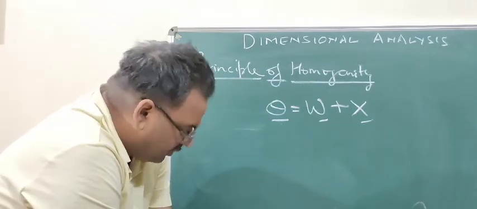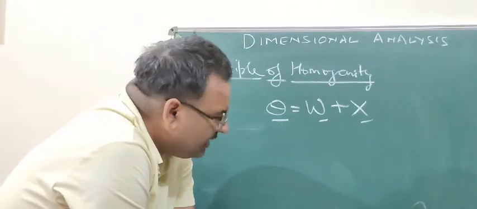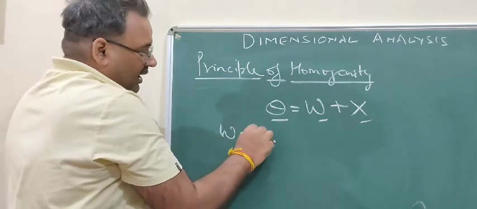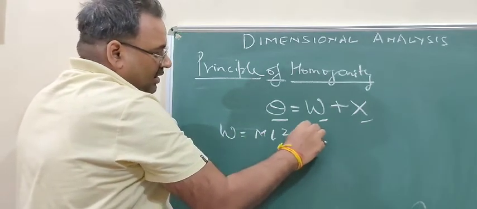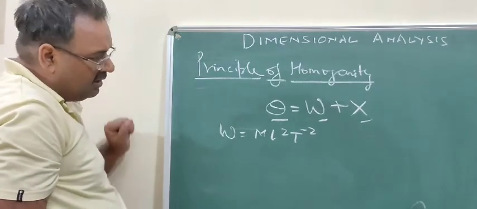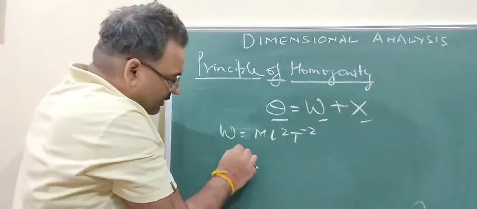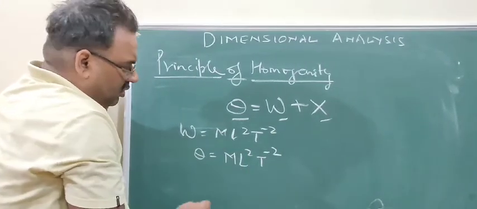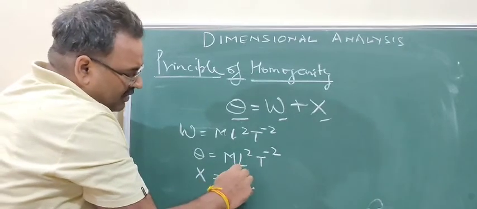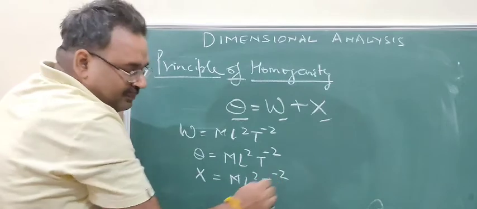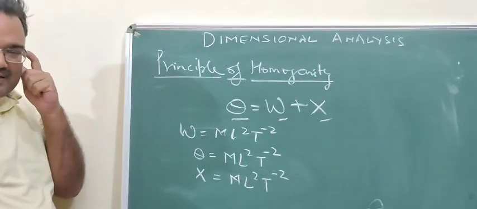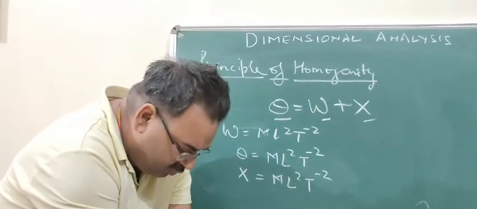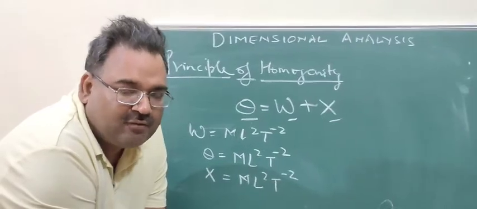The dimension of work done W is ML square T minus 2, and Q is energy, so Q is also ML square T minus 2. So what will be the dimension of X? ML square T minus 2. That is the dimension. This is the meaning of principle of homogeneity. I will give you one more example, from the equation of motion.